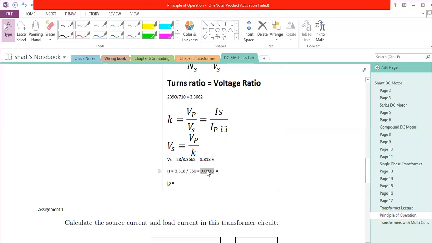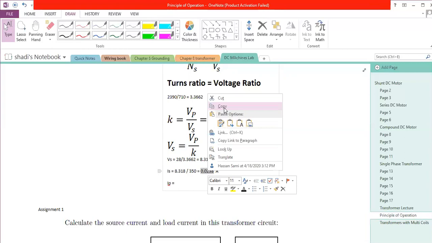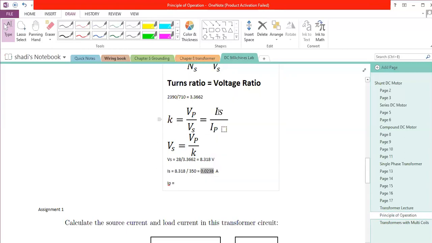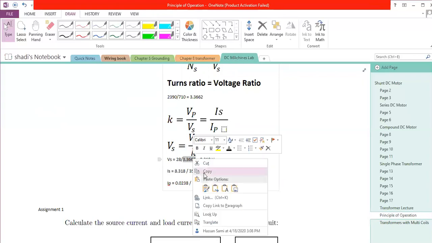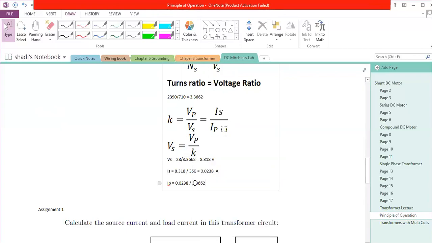So if I want to find the primary current, it will be as follows. I primary equals I secondary over K, and K equals 3.3, right? So I will copy it, put it here, and this is the value of the current. As you can see, it is about 7 milliampere.